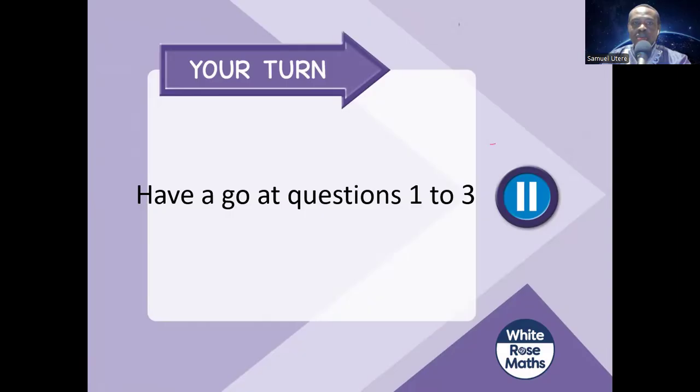So it's important you know that the fifths split the 100 squares into 20s, and the quarters split the 100 squares into 25s. Now, it's up to you to know how to express fifths and quarters as hundredths.